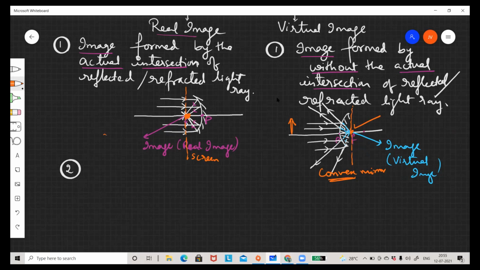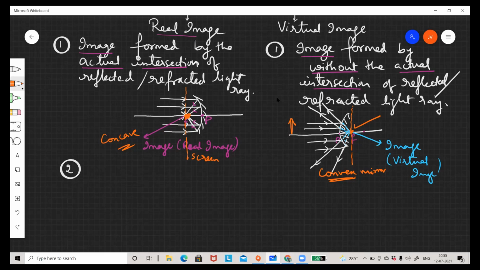But in the case of a concave mirror, we can put a screen in front of the mirror. That means I can stand in front of the mirror. Say, for example, I'm standing in front of a plane mirror. I can't hold a screen and catch my image. My image will be inside the mirror. I can't take an image of mine on a screen if I'm standing in front of a plane mirror.